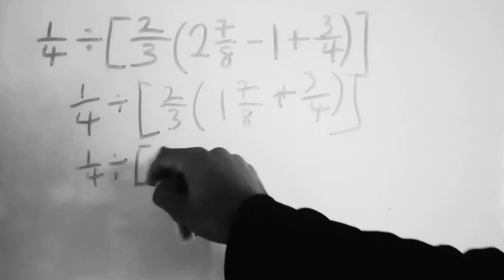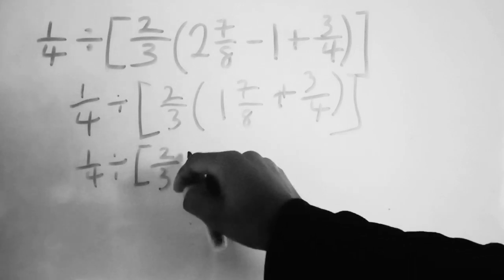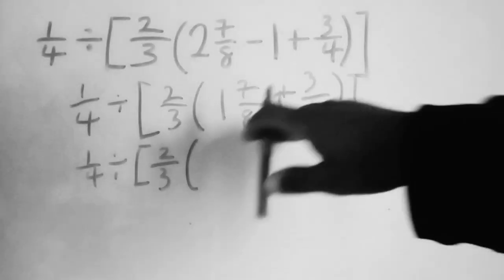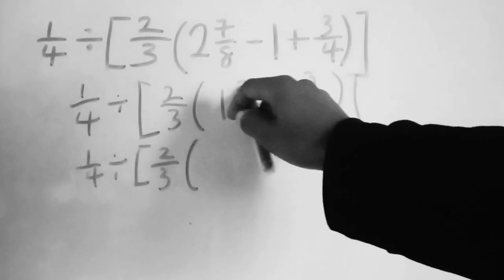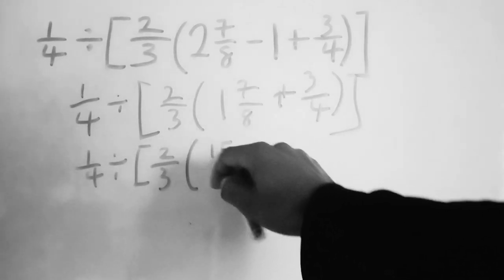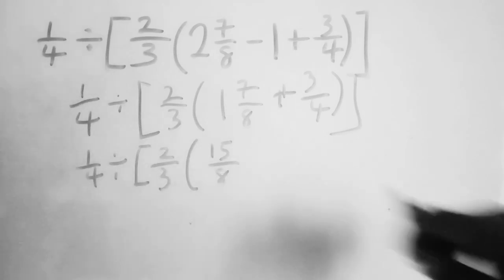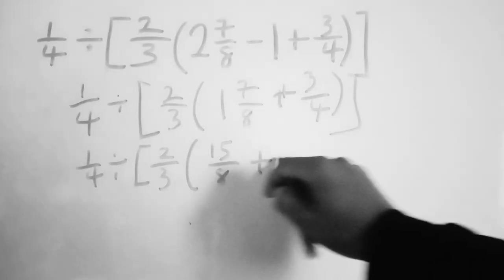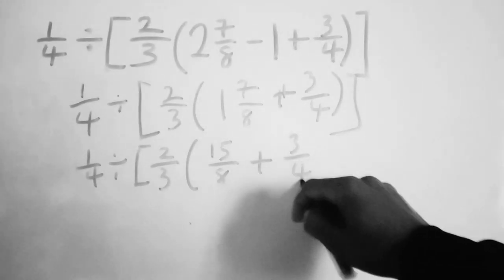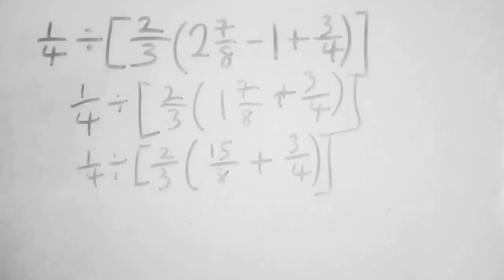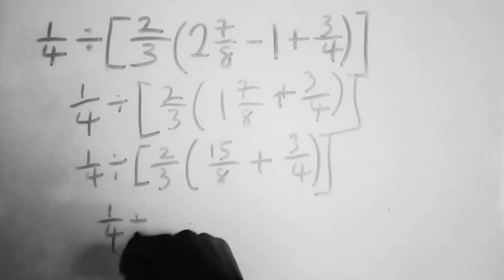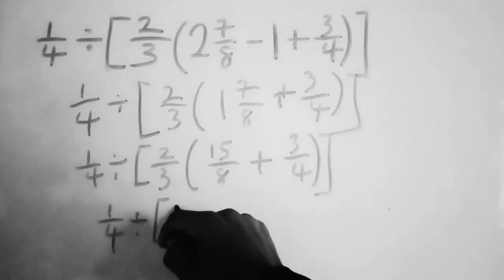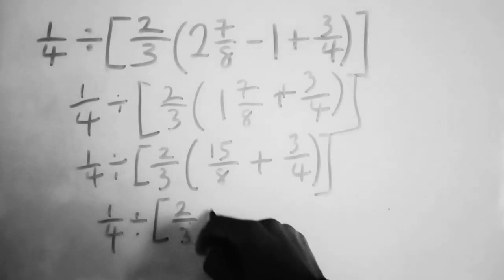I'm having to write everything out again. You would want to make these a single fraction, and you have 8 times 1 plus 7, that's 15 over 8, and plus 3 over 4. Moving further, you will have 1 over 4 divided by 2 over 3.